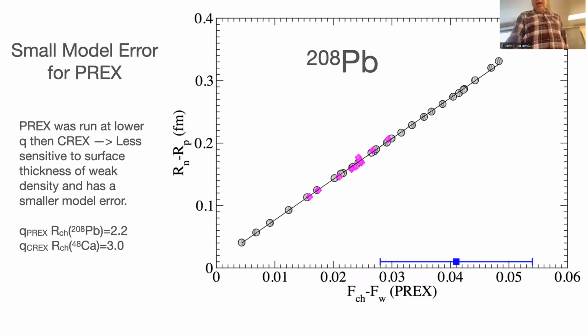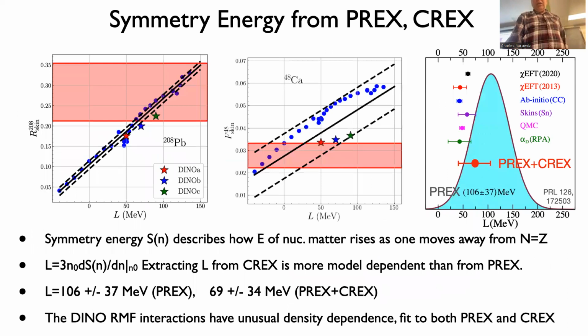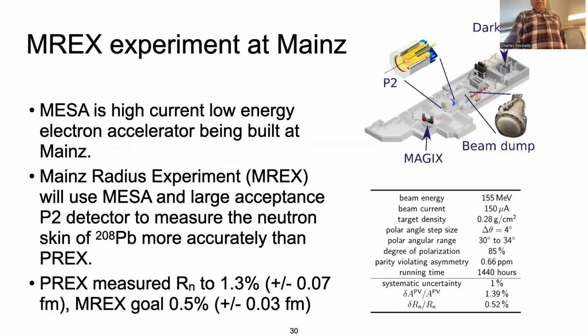Okay, and so let me skip all these. MREX is a proposed experiment at Mainz to measure the neutron skin in lead more accurately than PREX. So this is the follow-on to PREX.